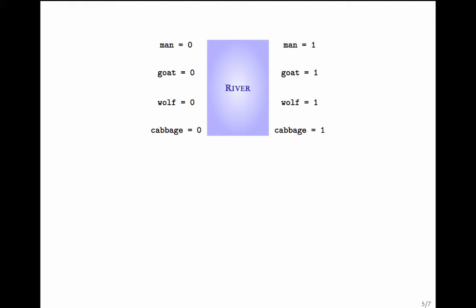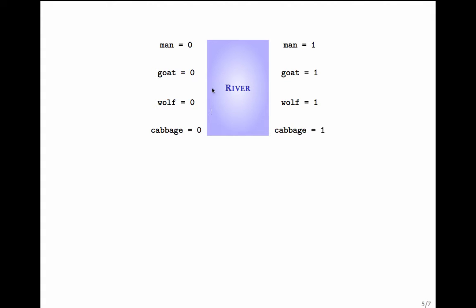See, the idea is to abstract the puzzle into a form that NuSMV understands. So we will declare 4 variables in NuSMV called man, goat, wolf and cabbage, and each of them would be Boolean. The meaning of these variables is that man equal to 0 means he is on the left bank, man equal to 1 means he is on the right bank. Now, there are some other things that need to be modeled.